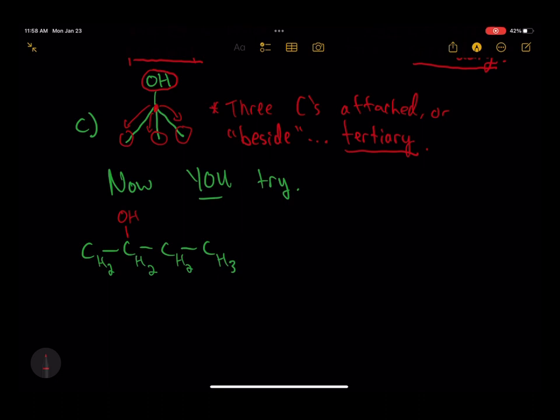Now I'd like you to try the next one, and remember, locate the hydroxyl group and see how many carbons surround it.